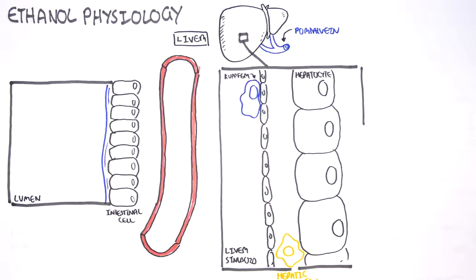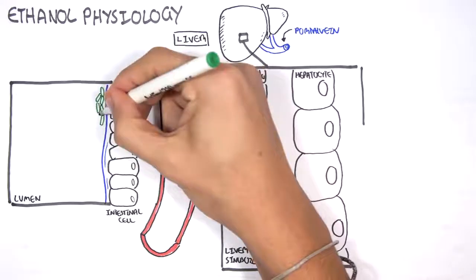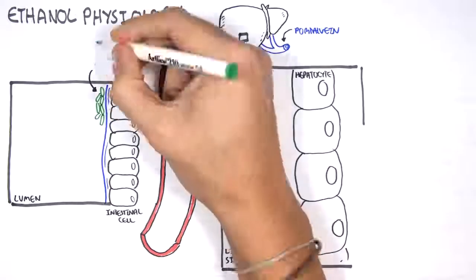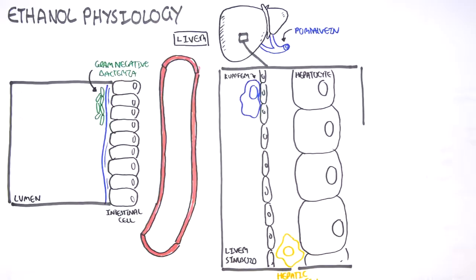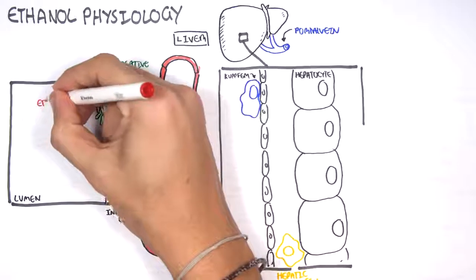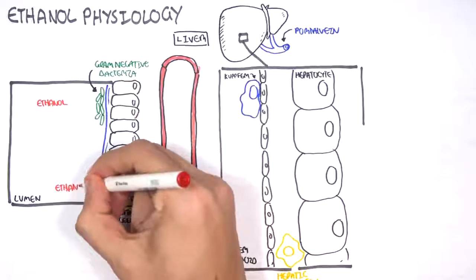Now, normally residing on the mucus, throughout the gut, throughout our gastrointestinal tract, there are commensal bacteria, mainly gram-negative bacteria. Now, commensal bacteria are just bacteria that live there in unison with the organism, which is us in this case. Now, ethanol has an impact on gram-negative bacteria, and we will see what happens. So ethanol, which is alcohol, will be in the lumen when we drink it, right?